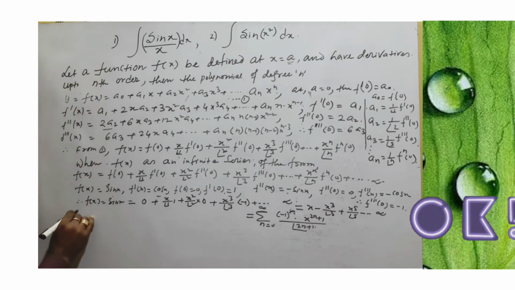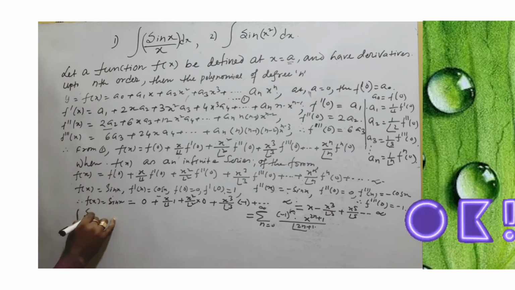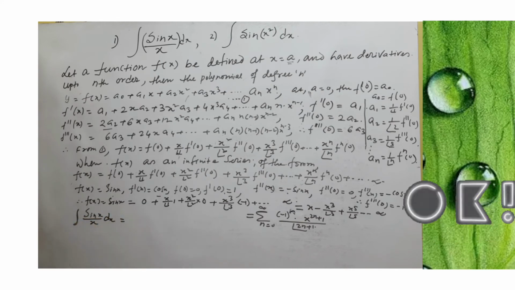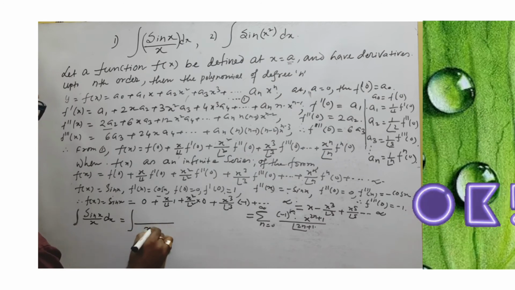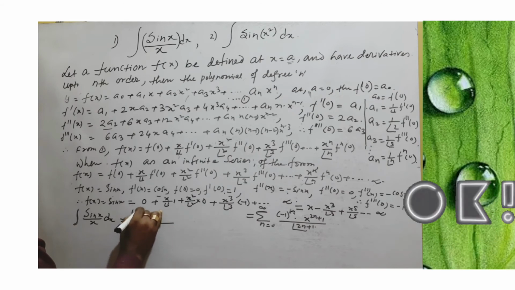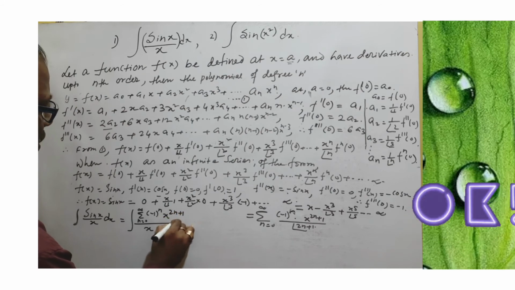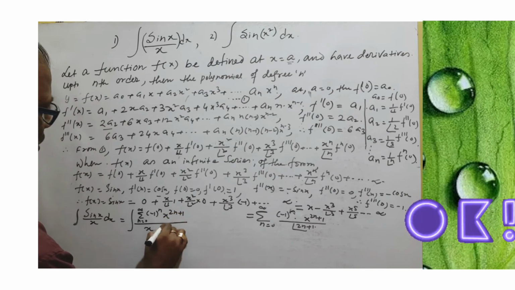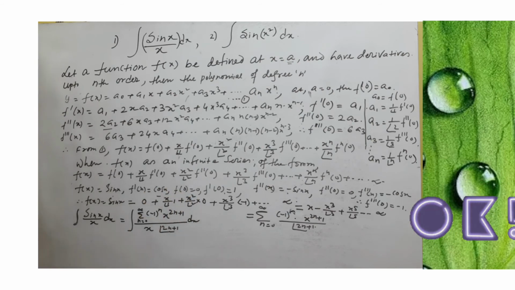So for that, here is the integral of sin x by x dx, and that is equal to the integral, whole divided by x, of the summation from n equal to 0 to infinity of minus 1 whole to the power n, x to the power 2n plus 1, divided by factorial 2n plus 1, and here is dx.